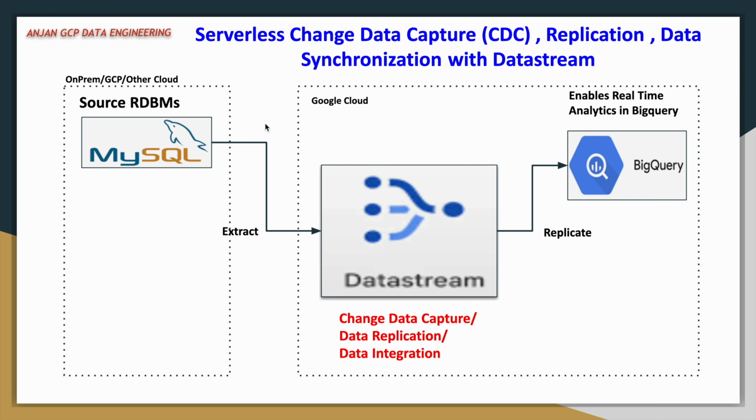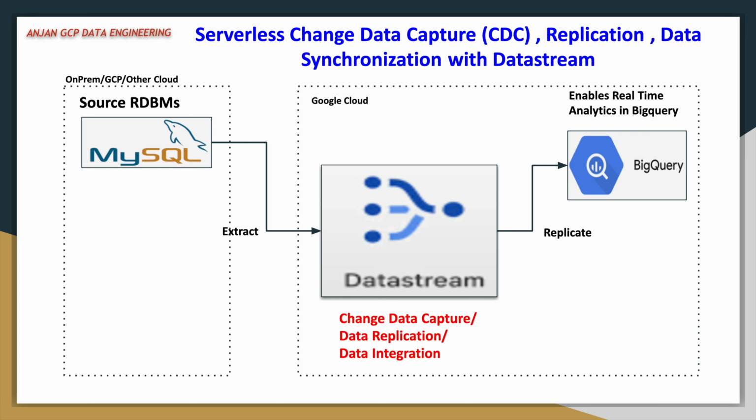Here in this demo, I am considering a simple use case. My assumption is I have a MySQL database already created in my Google Cloud Platform. I am going to extract data from the MySQL database using Datastream. We will set up the necessary configuration, the source database configuration and the destination connection configuration, and then we will create the stream and replicate the data.